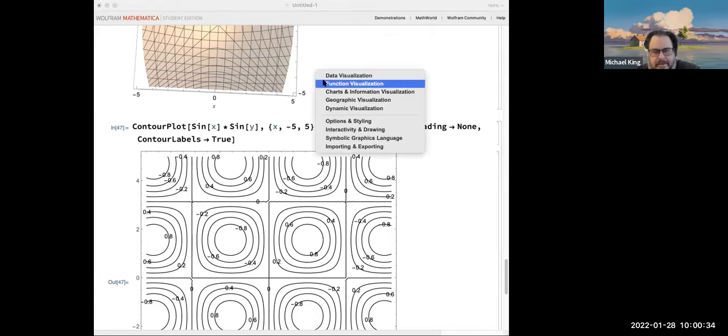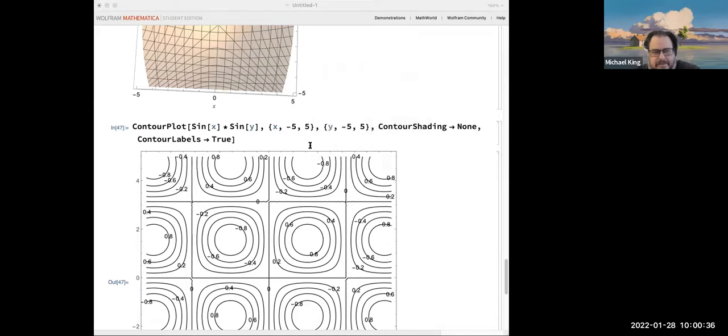We're doing a lot of this function visualization stuff, but it does a lot more. It's expensive, but it's free at Bowdoin because you have a student site license.